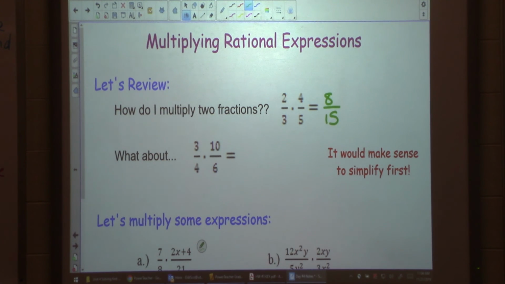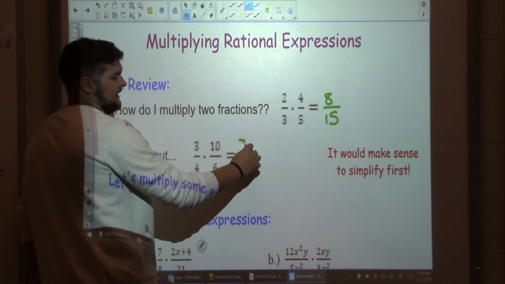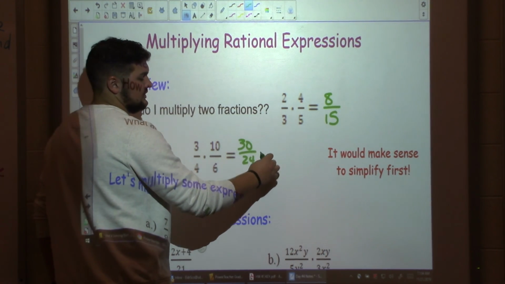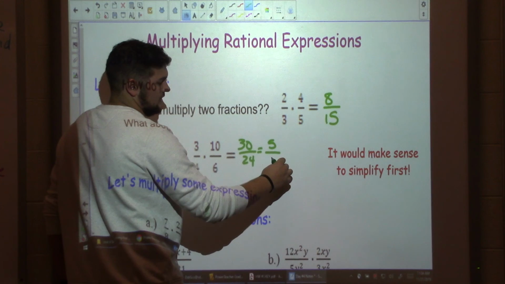Now what about the second one? 3 over 4 times 10 over 6. 30 over 24. Ooh, is that how you leave your answer? You can simplify it. You'd reduce it, right, to 5 over 4.